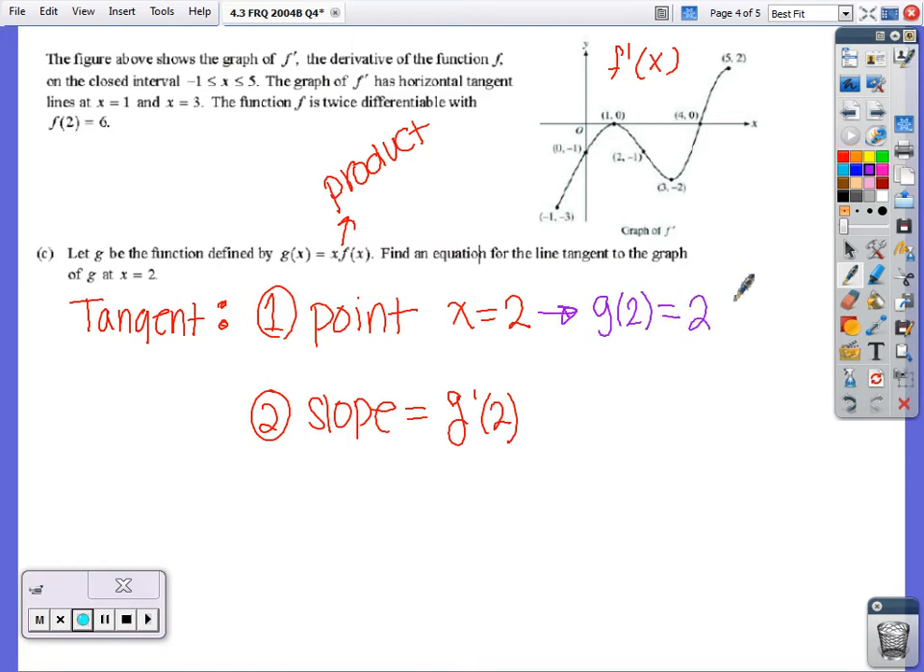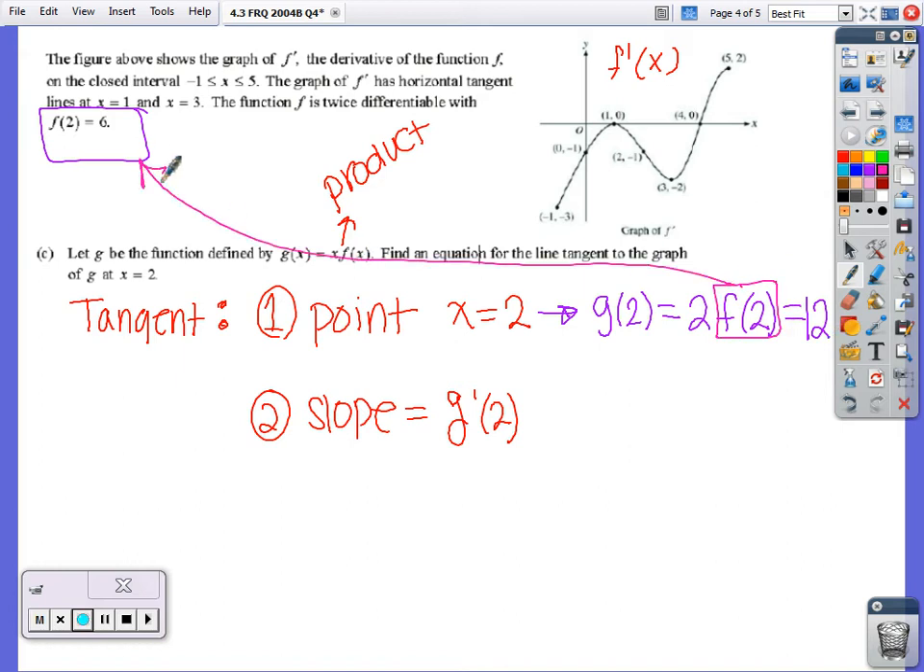That would be 2 times f of 2. Well, f of 2, they gave us at the very beginning, is 6. So we really get 12. And if you remember, f of 2 is 6, so g of 2 is 12.